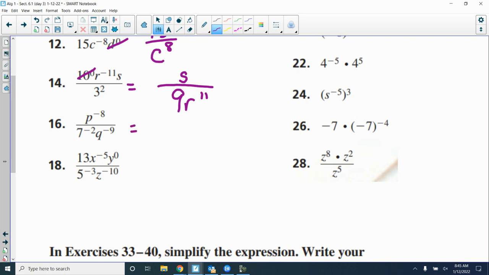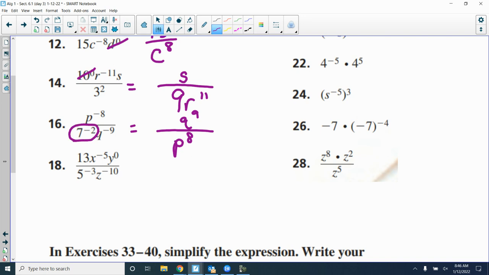So what are you going to write, Austin? Where does the P to the negative 8 go? Below. So what do I write? P to the 8th. What goes on top? Q to the 9th. Okay. What else? 7 to the second power. Which is what?